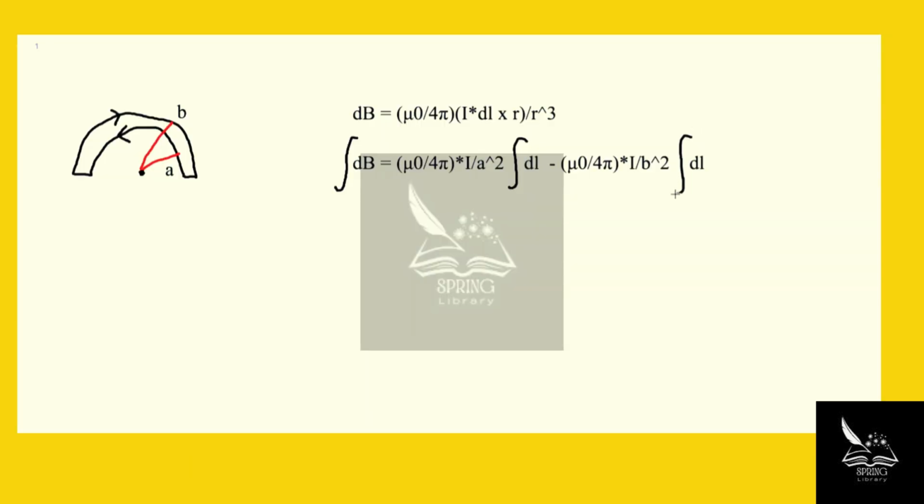Integrate this over here. So when we integrate db, that will just give us the total b, which is, of course, what we want. So that's great. And then when we integrate dl, for this case, it's just going to be the whole circumference of this circle that we're going around, which would be 2 pi times a. So half of that is just going to be pi times a.